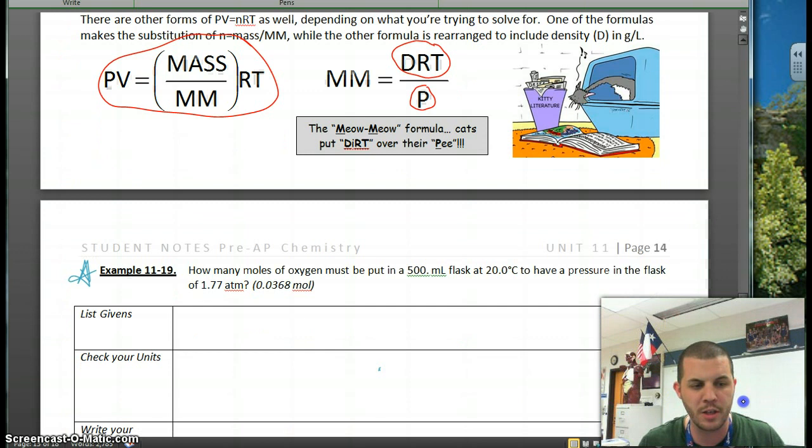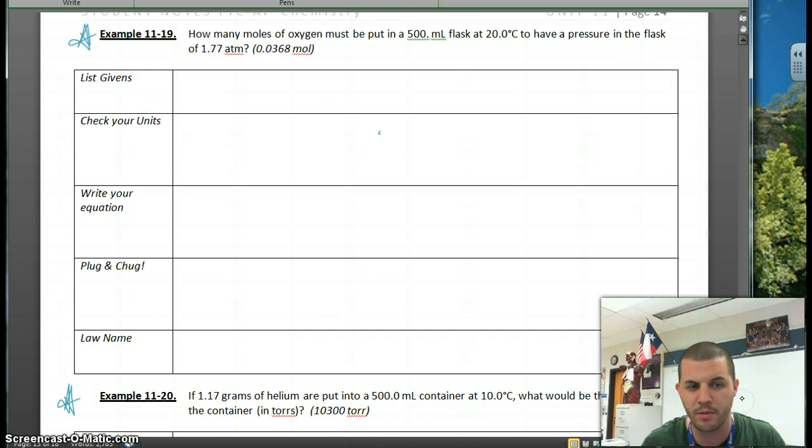Now, I don't know how many of these problems we're going to get through because we've got to do 4 problems, but we're going to do how many ever we can right now, and then we'll do the rest of them in another video. So this says, how many moles of oxygen must be put in a 500 milliliter flask at 20 degrees Celsius to have a pressure in the flask of 1.77 atmospheres?